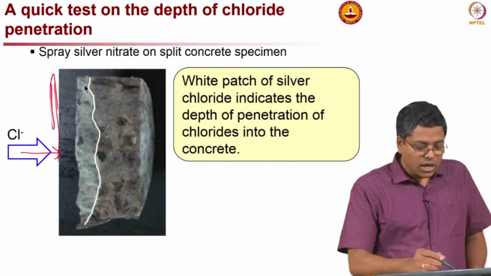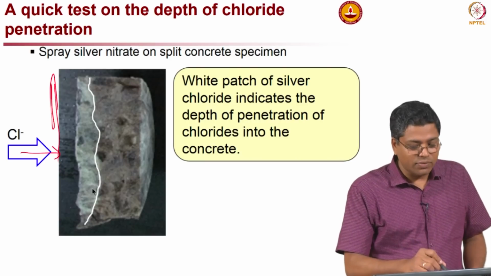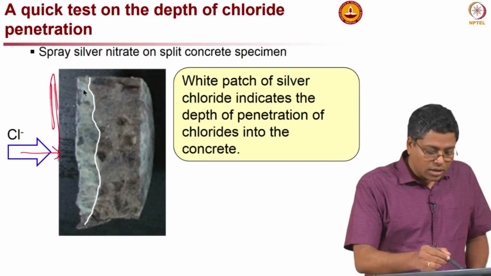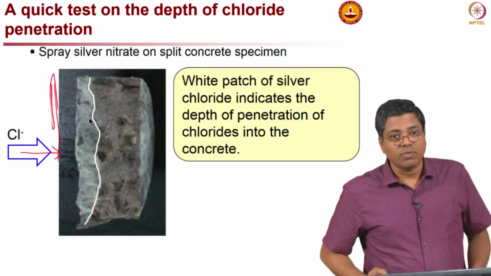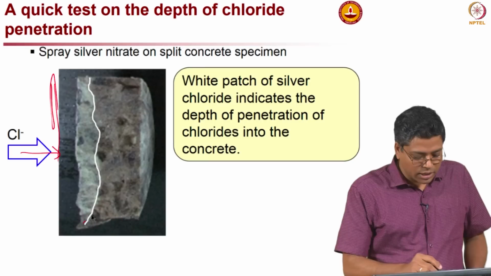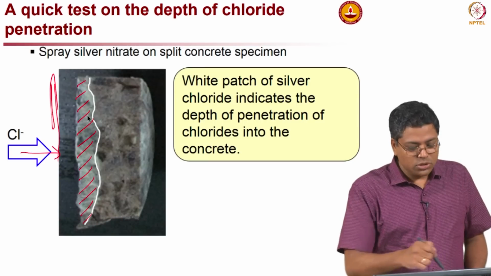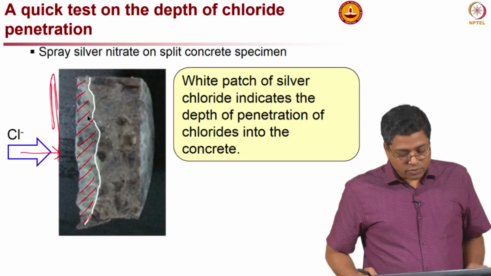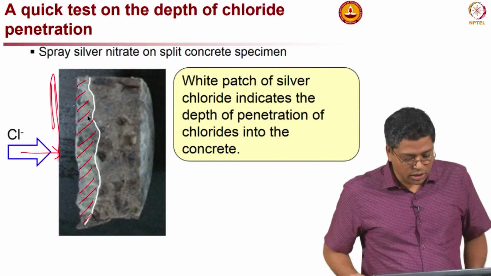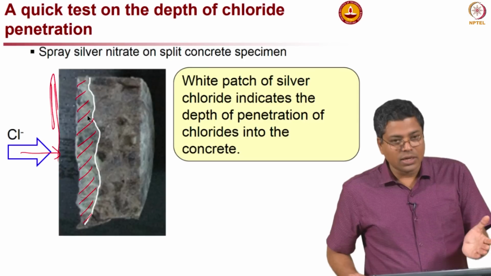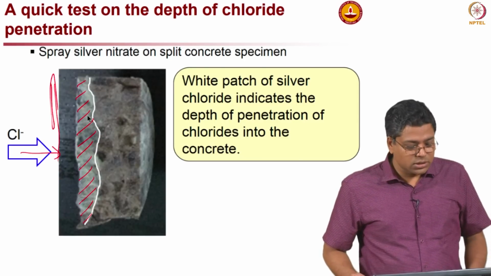What will happen is, if there is chloride on the surface, the silver nitrate will react with the available chlorides and form silver chloride, which has a white color. So, you can clearly see the region, or the depth, to which chlorides have penetrated, which is a simpler way of checking the depth of chlorides in any concrete. And once you know that there is a significant depth, then you can do more sophisticated studies.